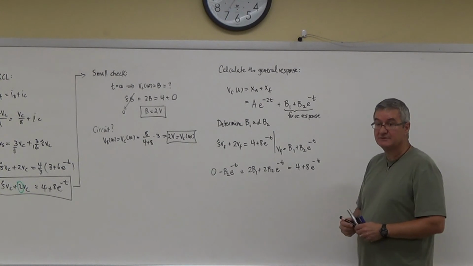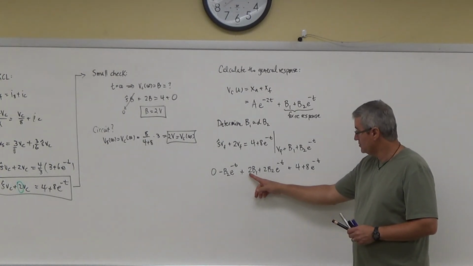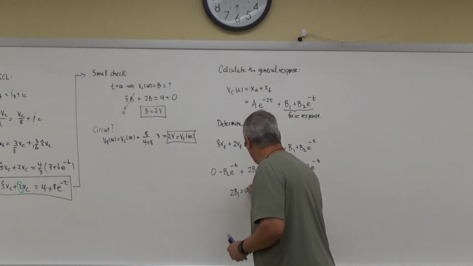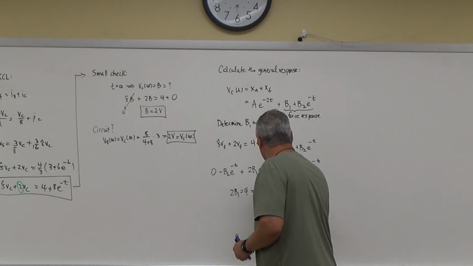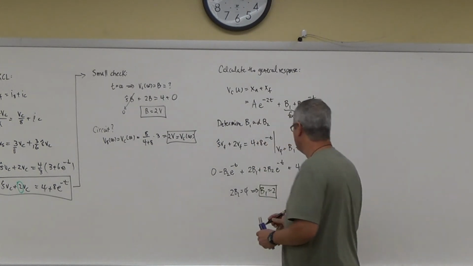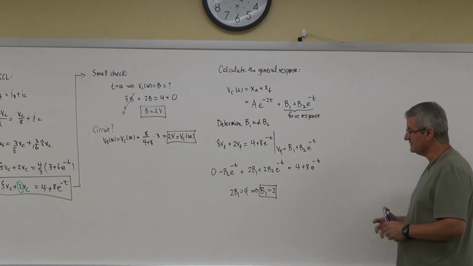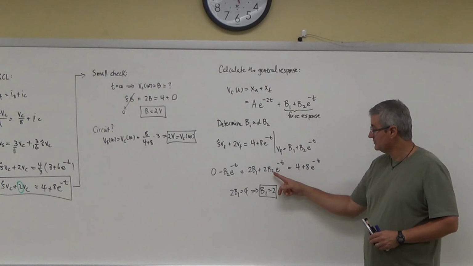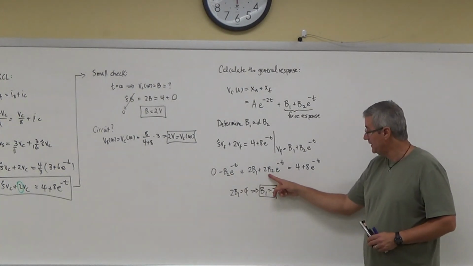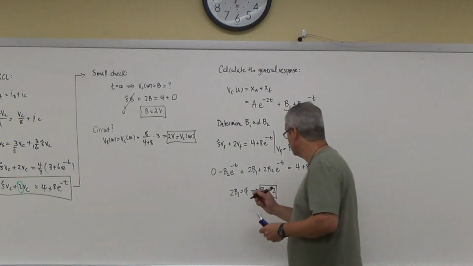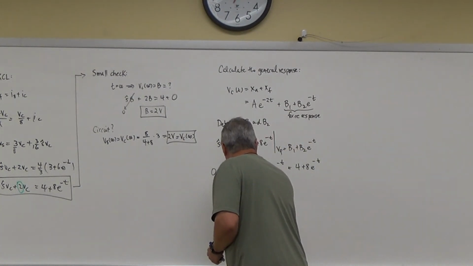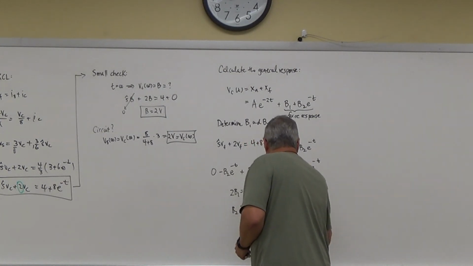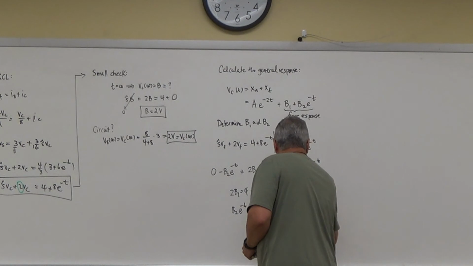Okay, so these numbers are nice, because if you look at this, 2B1 has to equal 4, which tells me that B1 must be 2. So when I look at this guy, you can see that I got minus B2 plus 2B2, so clearly that's just B2. So I got B2 e to the minus t must equal 8 e to the minus t, which tells me that B2 must be 8.